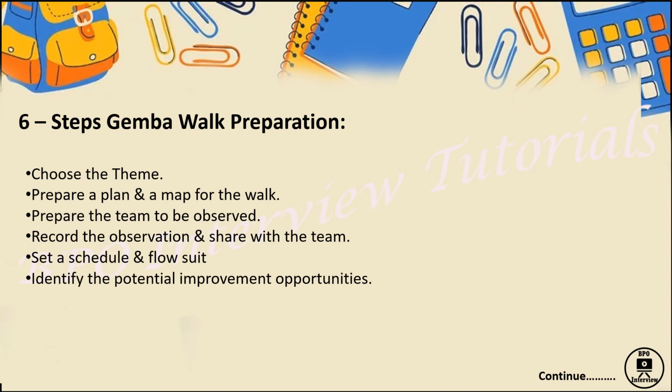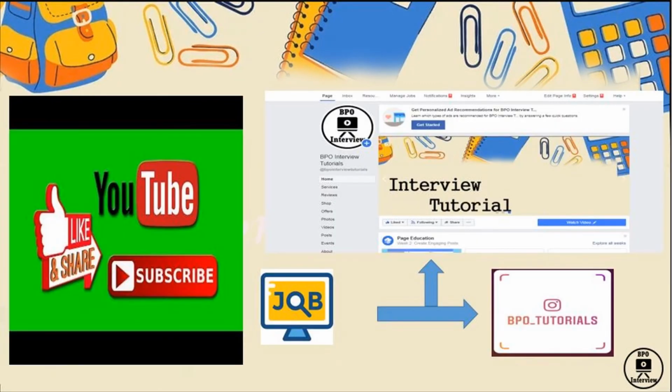Six steps to prepare the Gemba walk. First of all, choose the theme, which means choose the plan on which you want to focus. Prepare plan and map for this particular walk. Prepare the team to be observed. Record the observation, share it with the team. Set a schedule and follow up. Identify potential improvement problems. So this is all about the Gemba walk definition, guys.